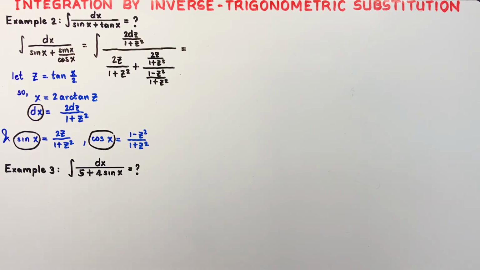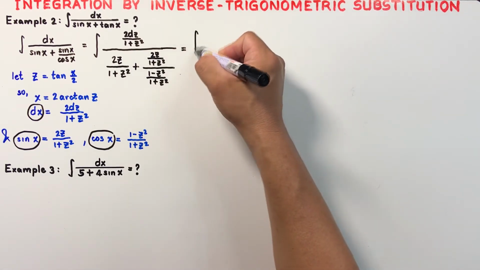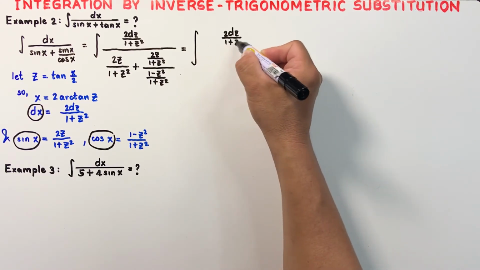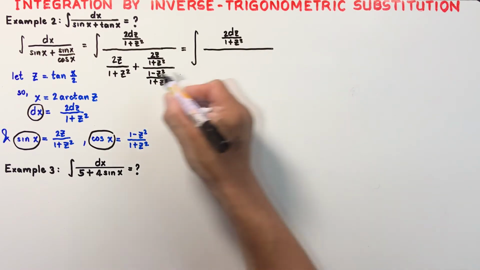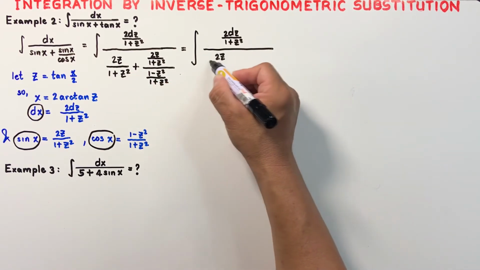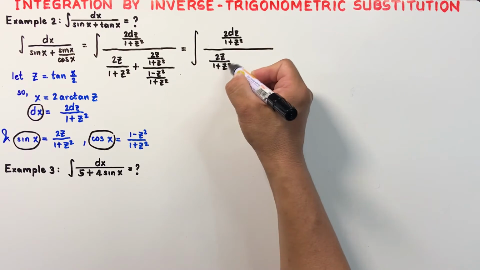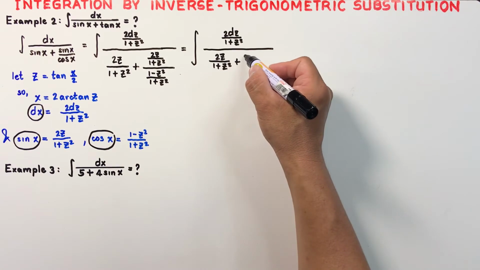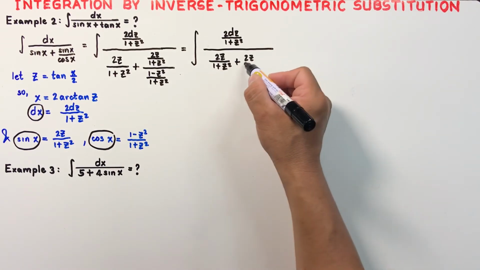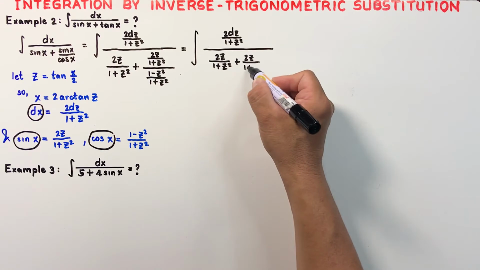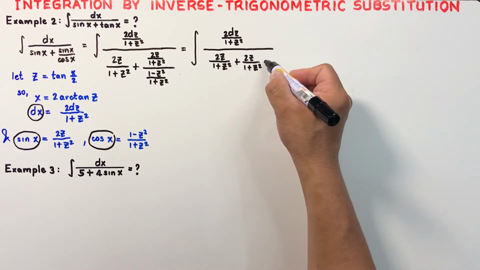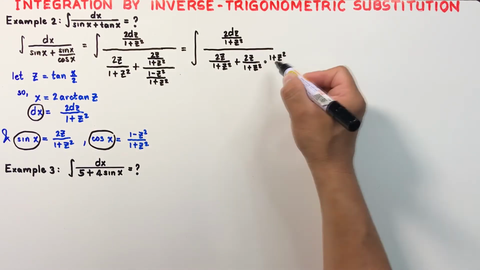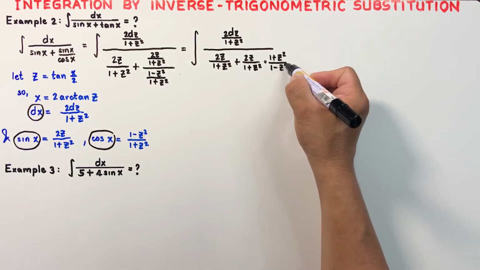Now, simplifying our denominator, we have the integral of 2 dz over 1 plus z squared divided by this 2z over 1 plus z squared. And this is added to the quotient of these two fractions. So to find the quotient is to multiply our numerator by the reciprocal of the denominator. And the reciprocal of this is 1 plus z squared over 1 minus z squared.